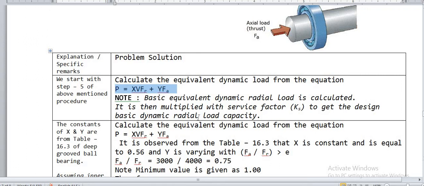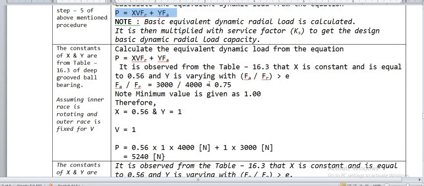When you consider the X and Y values, as I explained in the earlier problem, we need to calculate FA by FR and FA by C naught values. Here they note that the minimum value is given as 1, and therefore 0.56 X is considered. We are solving by an iteration process, so the selection of the ball bearing is not yet done, and we have to check whether the selected ball bearing is correct or not. For the initial iteration, we consider X equal to 0.56 and Y equal to 1.